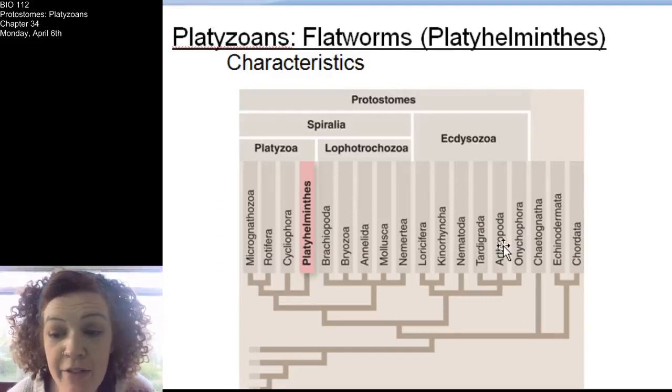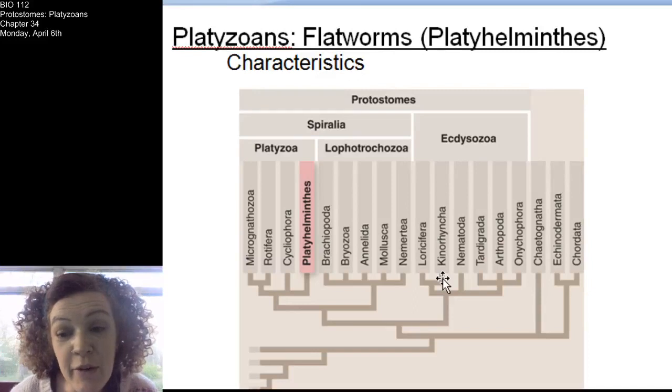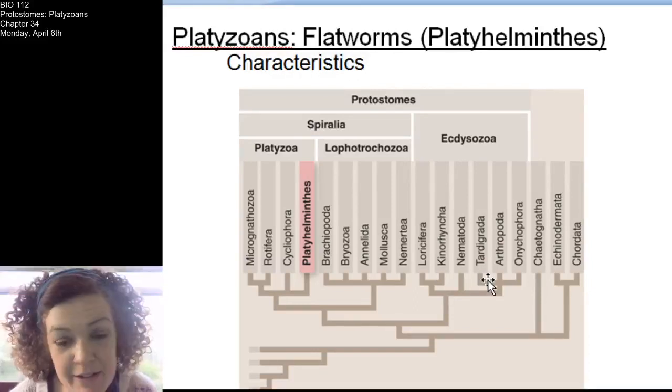Okay, we're going to talk about the arthropods and the nematodes. However, you see these groups, so those are the main ones we're going to focus on, but it does consist of several other groups, including the tardigrades.